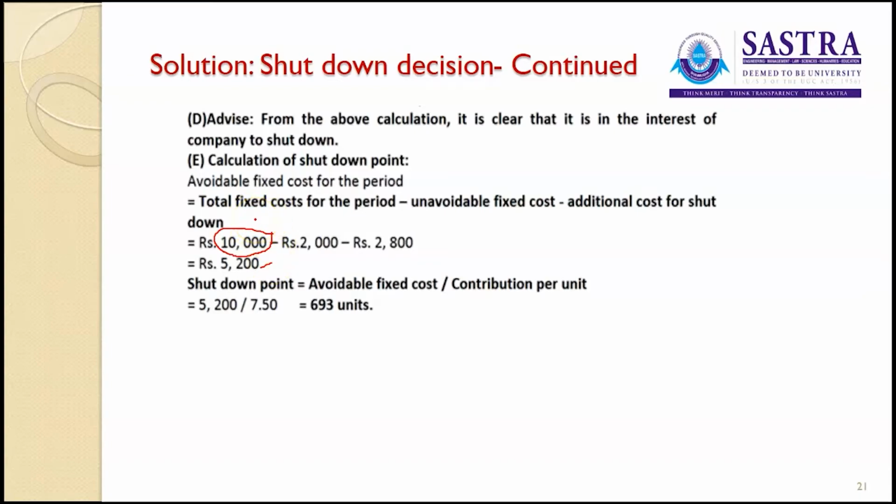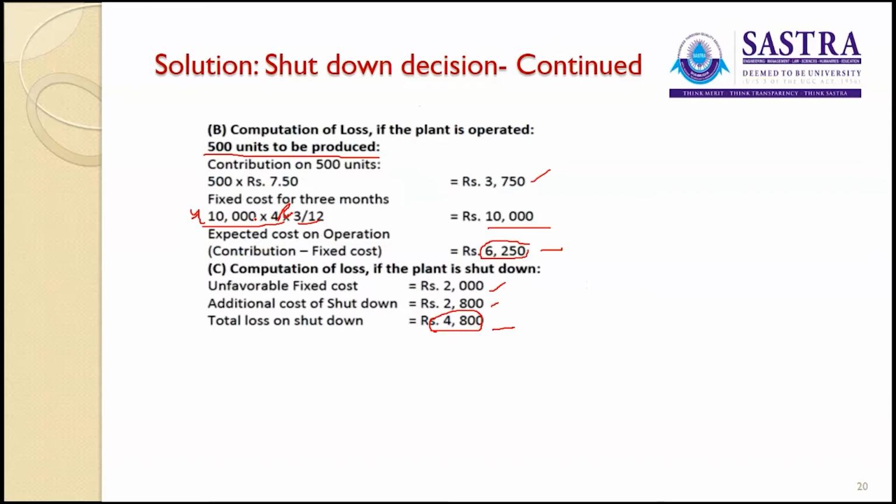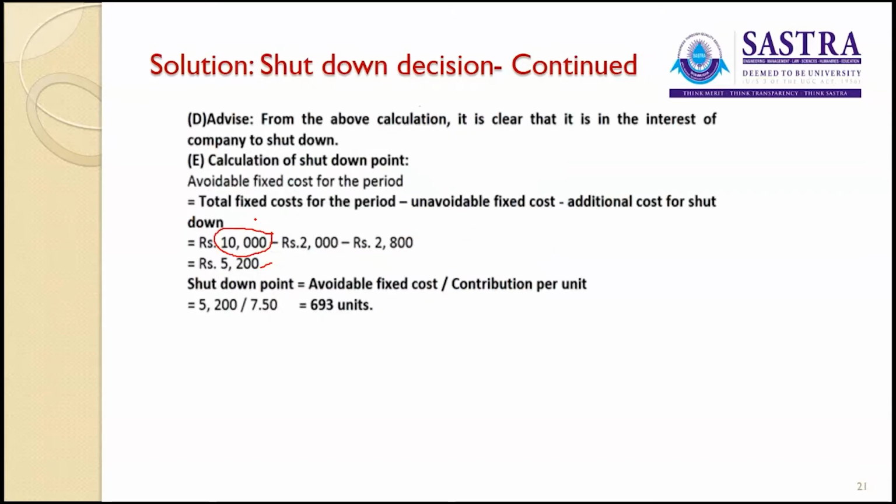See, we have calculated here for 3 months. So for these 3 months we have taken 10,000 minus 2,000, now minus 2,800, it is 5,800. So 5,800 divided by 7.5, that is your contribution per unit. It is said to be 693 units. So when you are going to produce 693 units, it is better to shut down your plant.